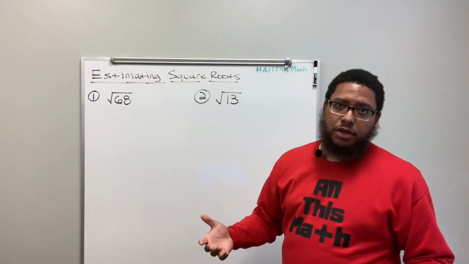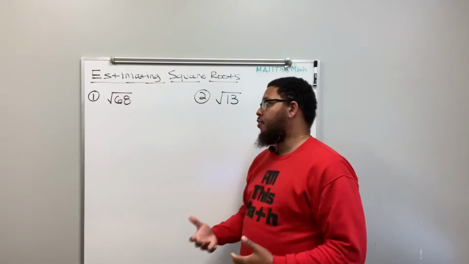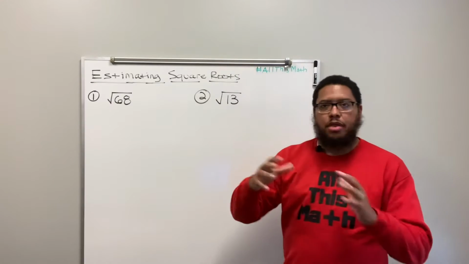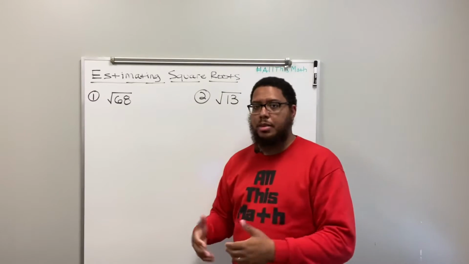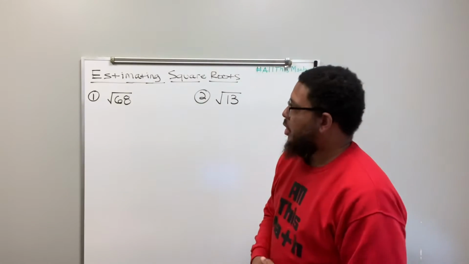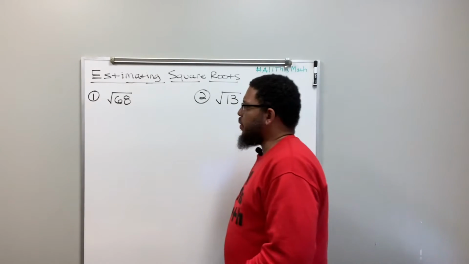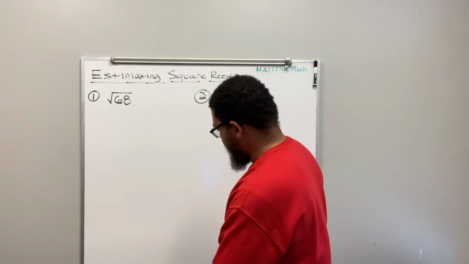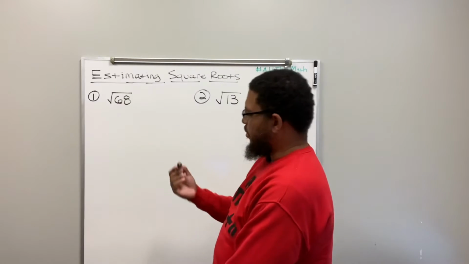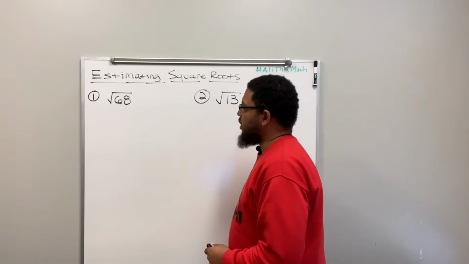And it's not that difficult, really. It's kind of helpful. It can help you in many other, more advanced and more complex mathematical operations as well. So there's a couple of steps to it. Let's start with number one. Number one, we have the square root of 68, right? Take my marker out. So we got the square root of 68.